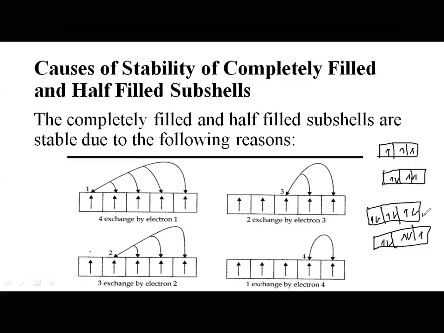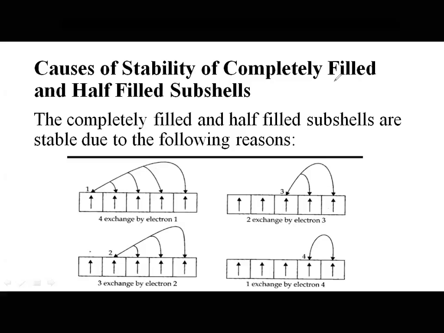Which is more symmetrical? This is more symmetrical. So there is a symmetrical distribution of the electrons. It is well known that symmetry always leads to stability. In this universe, everything from the minute to the large tries to attain symmetry so that it becomes stable.